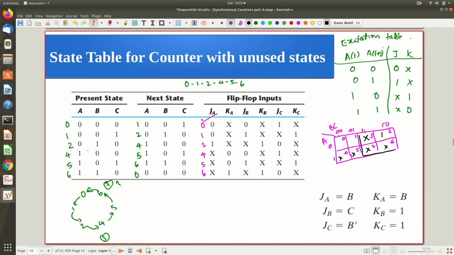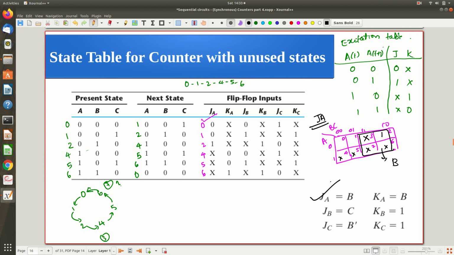The largest grouping possible is something like this. And what is the term corresponding to it? Here A vanishes and B remains 1. C also vanishes. So this is just B. So this is the simplification for JA. JA we got as B. Similarly, you can simplify for KA, JB, KB, JC, KC. So 6 inputs were there.